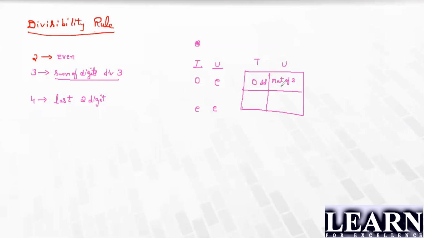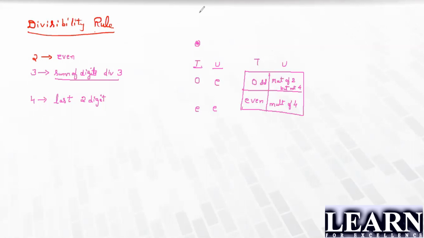Multiple of 2, but not 4. Getting it? It should be a multiple of 2, but not 4. Next, if this is an even number, it should be a multiple of 4. That's all. Multiple of 4. This is what you need to understand.